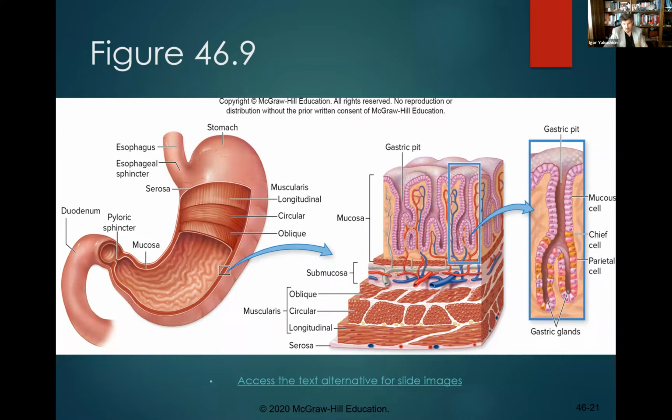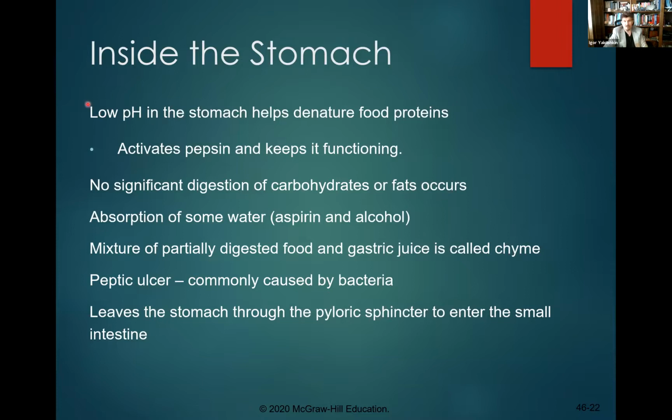But nowadays we know what's causing it. Again, a stressful situation and a very specific bacteria. Broad spectrum antibiotics can help with that. So inside of the stomach, again, low pH helps in denaturing of the proteins, activates the pepsin, so pepsinogen turns into pepsin. Not much digestion of the carbohydrates or the fats. Again, the pepsin will start working on the proteins, but it will not finish them.